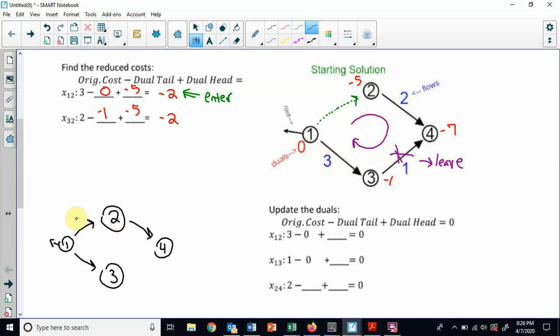So I am now pushing 1. Let me do that in blue. I already got blue. 1 there. This is going to be 3, and this is going to be 2. So we do need to make sure the demand and supplies are met.